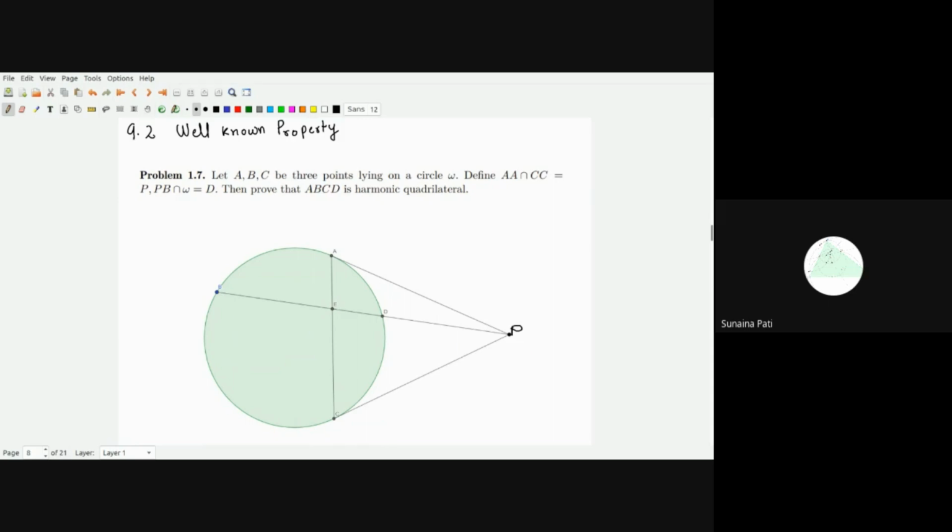Anyways, I'll repeat the statement. You have 3 points lying on the circle ABC. Then you define AA cap CC, which implies the tangent from point A with respect to the circle omega, and the tangent at C with respect to the circle omega. It intersects at point P. Now PB cap omega is D. Prove that ABCD is a harmonic quadrilateral.